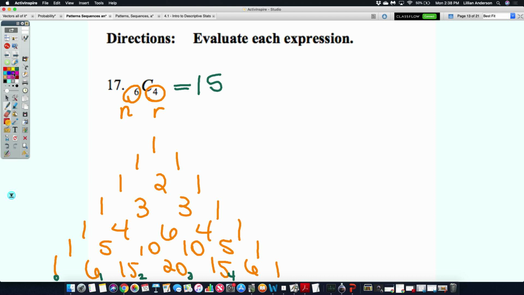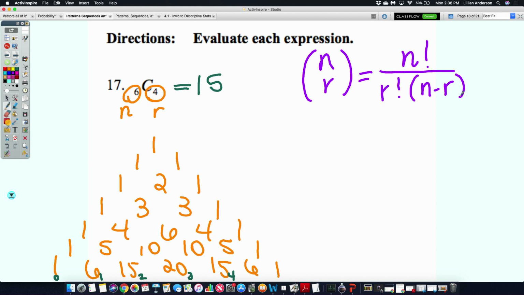Now, what if n was like 13 or 20? You're not expected to write out that entire big triangle up to that term. That's when you have the formula for n choose r in your reference booklet. Does everybody see that formula? What did factorial mean? You multiply every number that comes before that number, like 6 times 5 times 4 times 3 times 2 times 1.